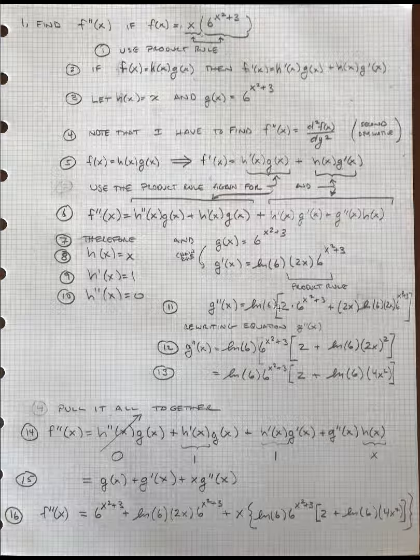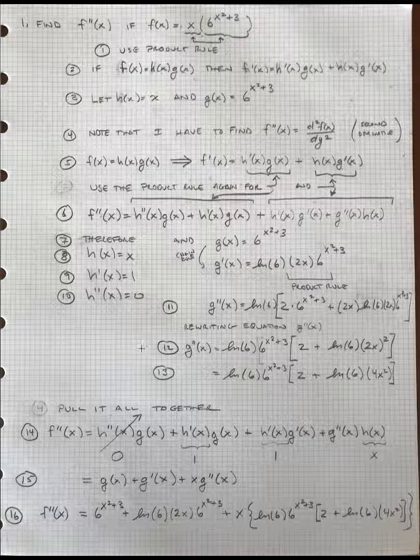I'm going to take the derivative of 2x, that's just 2, which you see here, times, and I'm going to write the exponential all over again. And then I'm going to add, because we're applying the product rule, the quantity 2x times the derivative of that exponential, which gives me the natural log of 6 times 2x, and then it's kind of crammed here on the side, but it's just 6^(x squared plus 3).